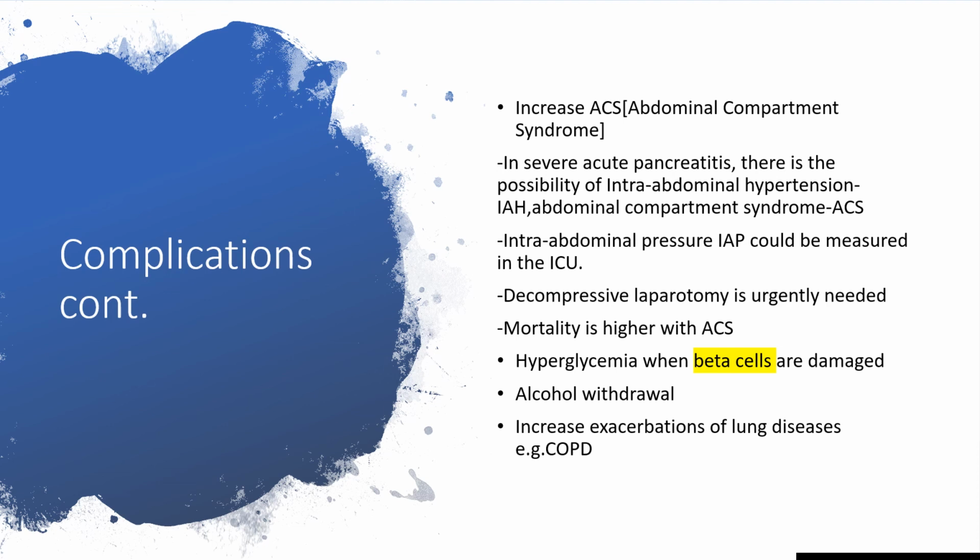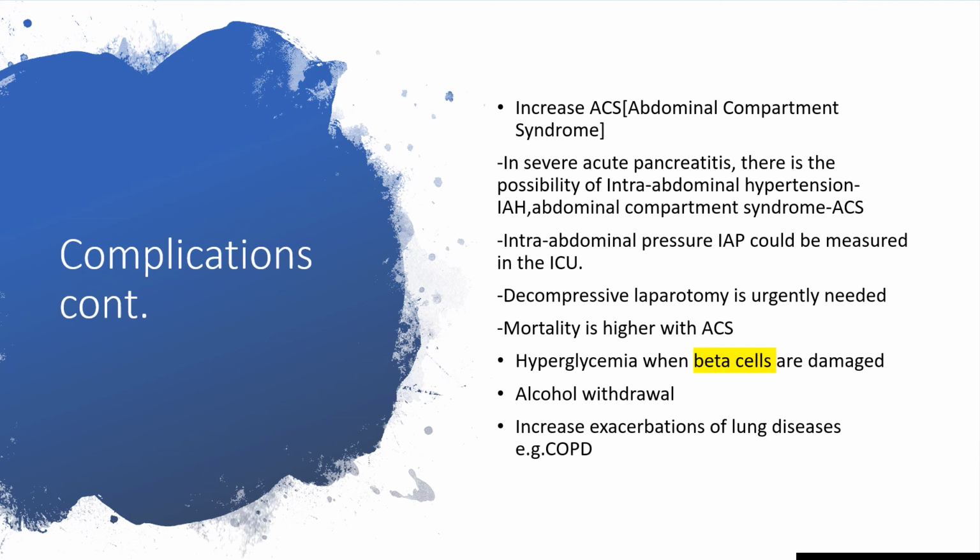So hyperglycemia, when beta cells are damaged, could be handled easily by any of the doctors on the ground. Then, of course, we could be dealing with alcohol withdrawal symptoms also. Let us not forget that it's likely we are dealing with this trouble because this uncle of mine has been drinking alcohol for the past how many years I don't know, and now is down with his trouble.